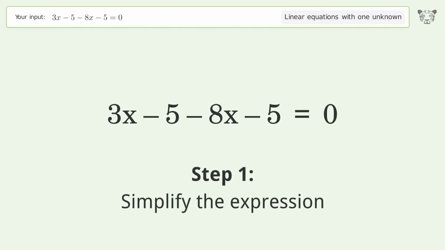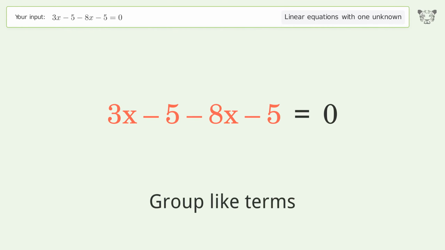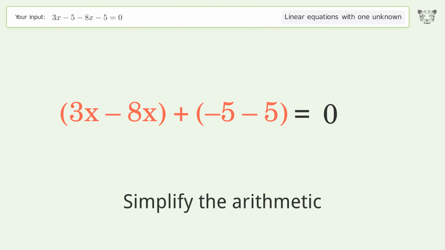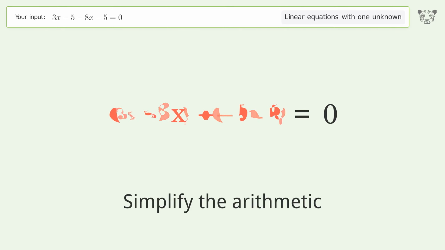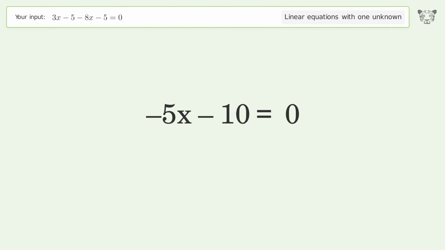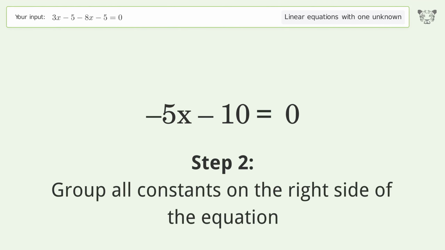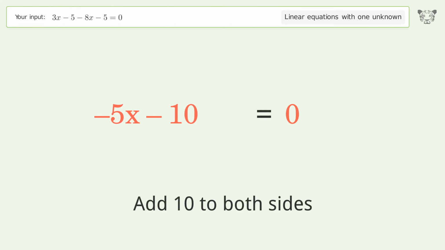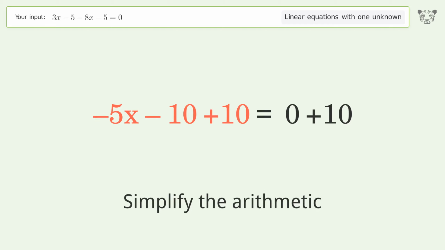Simplify the expression. Group like terms. Simplify the arithmetic. Group all constants on the right side of the equation. Add 10 to both sides. Simplify the arithmetic.